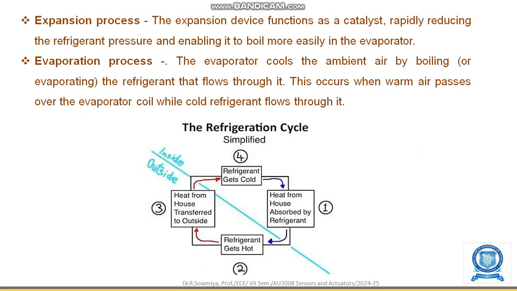Expansion process. The expansion device functions as a catalyst, rapidly reducing the refrigerant pressure and enabling it to boil more easily in the evaporator. Evaporation process. The evaporation coil cools the ambient air by boiling the refrigerant that flows through it. This occurs when warm air passes over the evaporator coil while cold refrigerant flows through it.